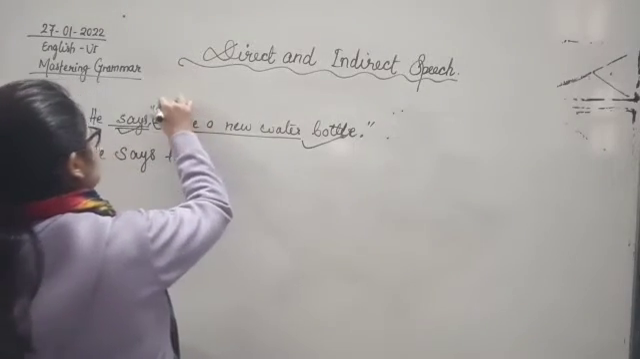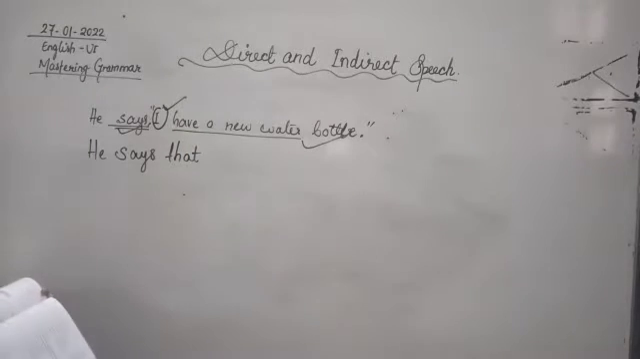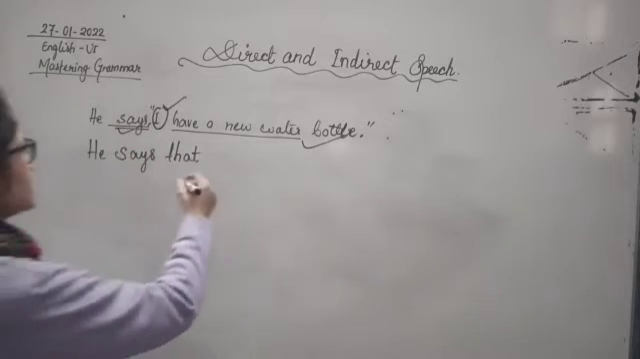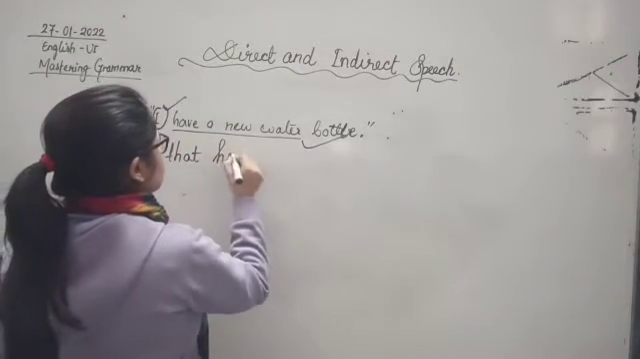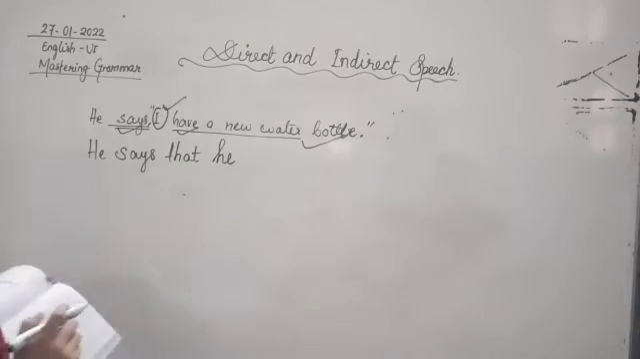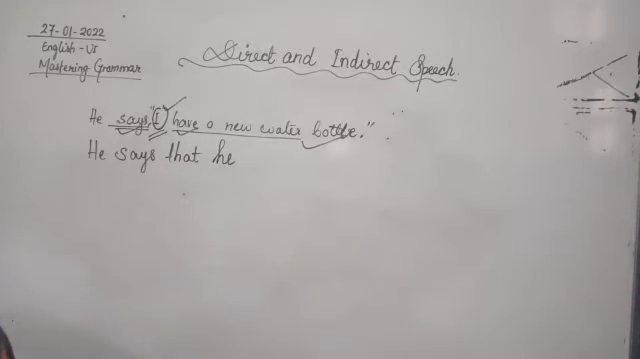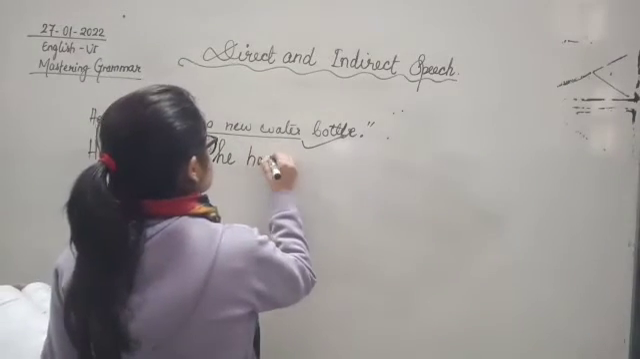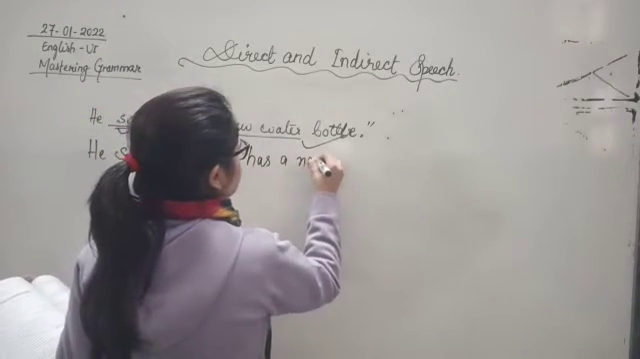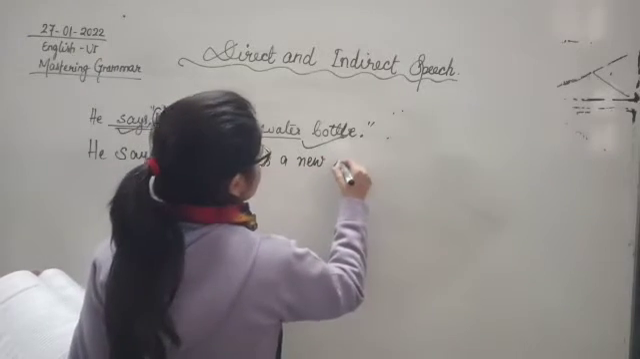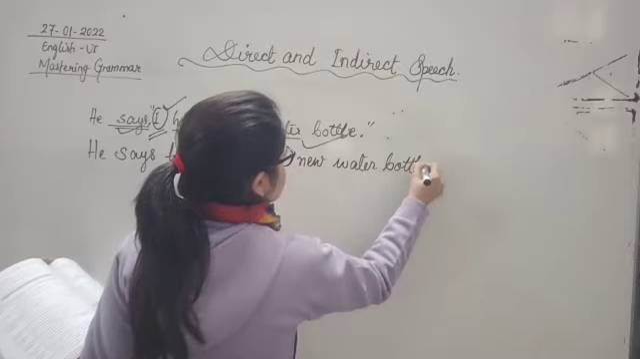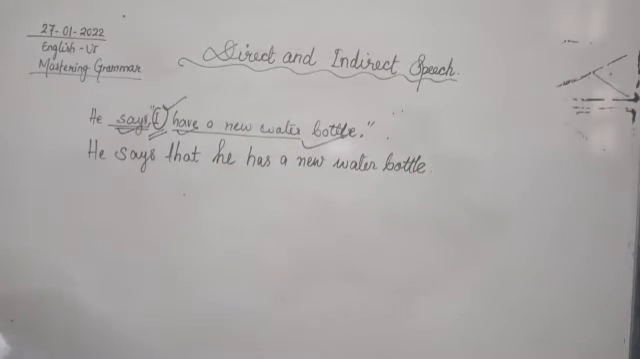Now this I, because he is saying, if I am reporting to someone, I would say that he said, so he says that he. Now with he, we cannot use have. We can use have only with I, you. So we have to say, he has. I'm not changing the tense, it will be in simple present only. He has a new water bottle. So this way we have changed the direct speech into indirect one.